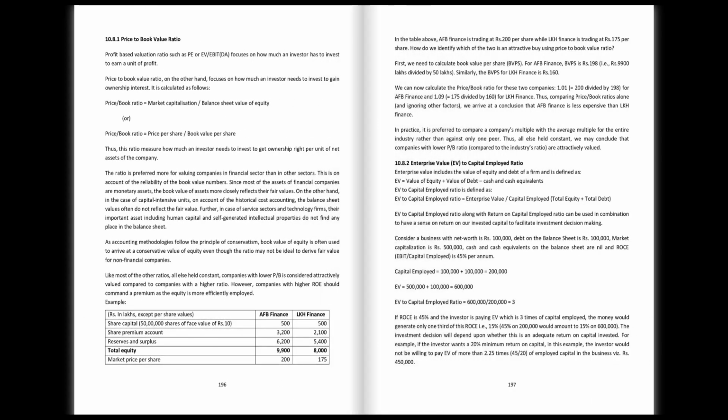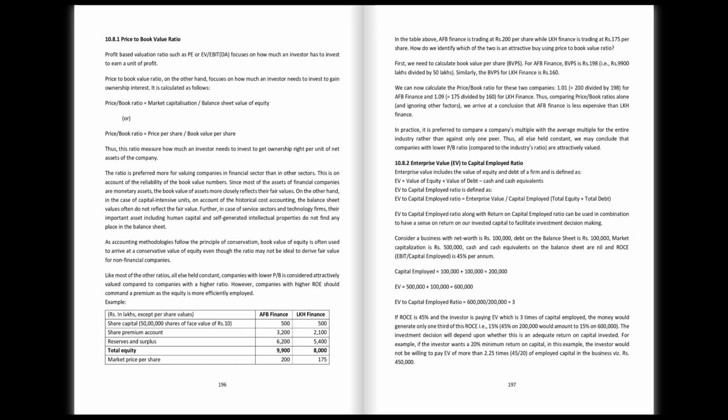Price to book value ratio. Profit-based valuation ratios, such as PE or EV upon EBITDA, focus on how much an investor has to invest to earn a unit of profit. Price-to-book value ratio, on the other hand, focuses on how much an investor needs to invest to gain ownership interest. It is calculated as follows.